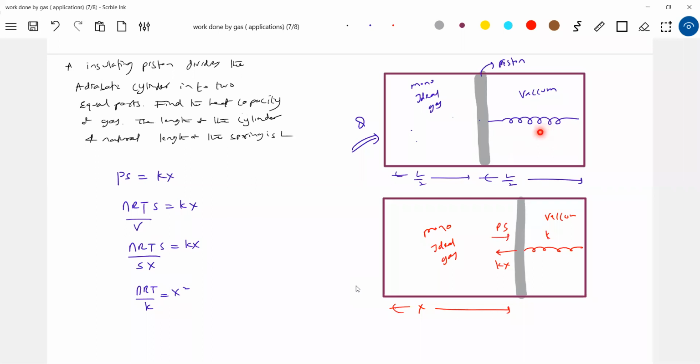Getting the idea? The piston is massless, a light insulating piston. So there won't be any kinetic energy. So therefore, what is the work done by the gas? Work done by the gas is nothing but the increase in elastic potential. So you have your own equation. Work done equals the integral of P dV. So the work done by the gas is the integral of P dV. This is PS into dx. So what is PS? It is Kx.